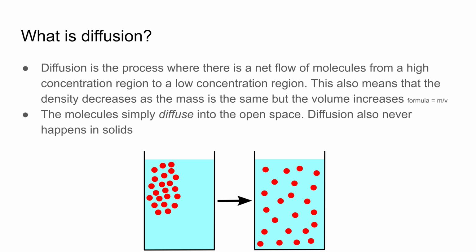Diffusion also never happens in solids. The image below demonstrates diffusion. The molecules go from the high concentration region and spread out into the low concentration region. The density is noticeably less.